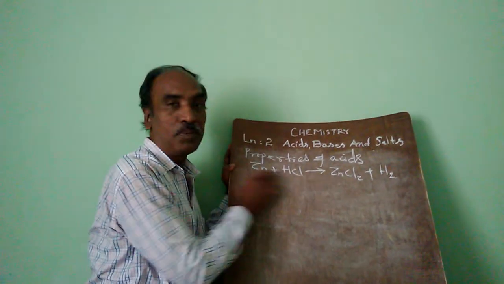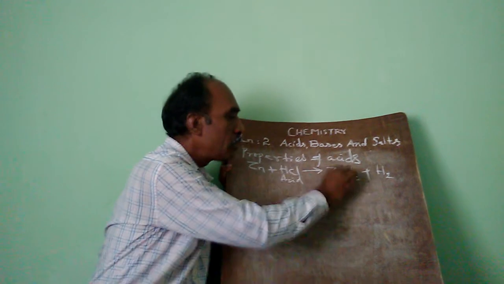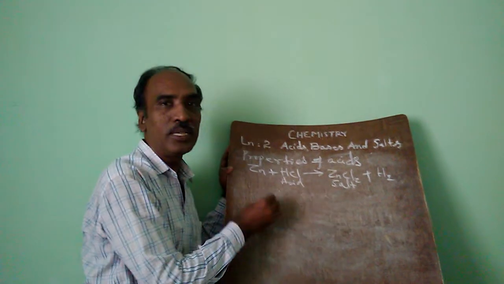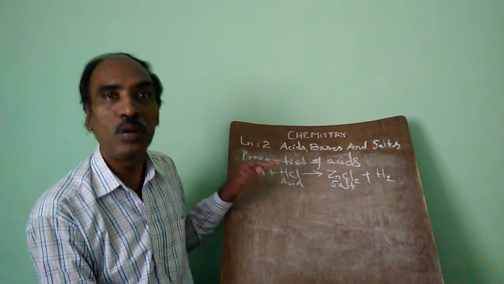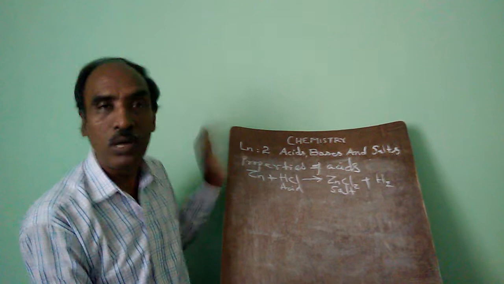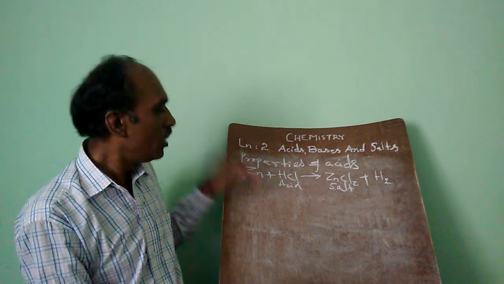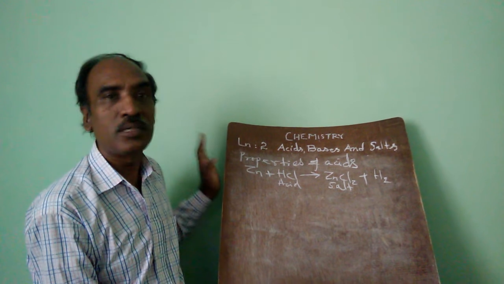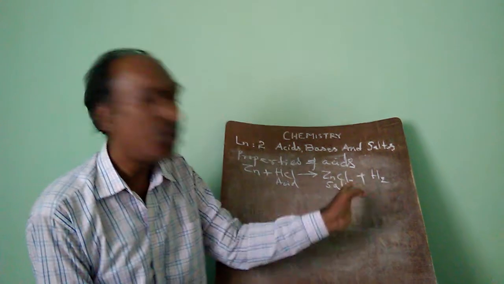So metal plus acid gives salt and hydrogen gas. Likewise, this reaction is applicable to all metals and to all acids. This is a general property of all acids. Now consider metal oxides: they react with acids and form salt and water.